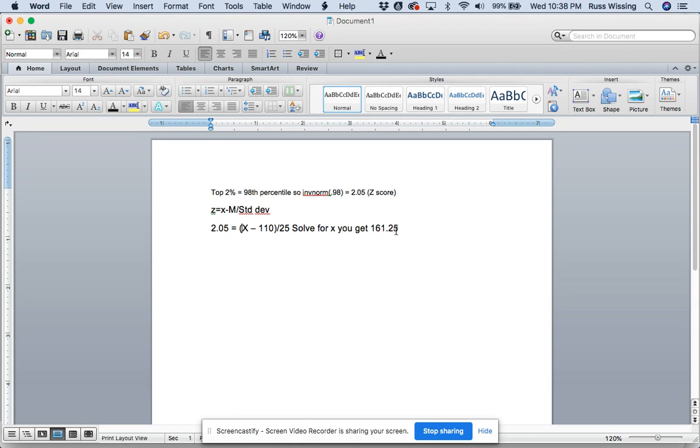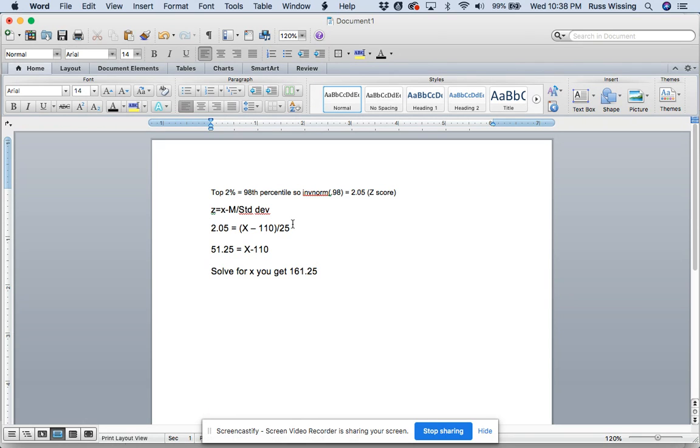And I take 2.05 times 25. Let me go down here. I'll show you how we solve that. So, okay, I'm grabbing my calculator here. I'm going to take 2.05 times 25, and I get 51.25, and that's going to equal x minus 110.